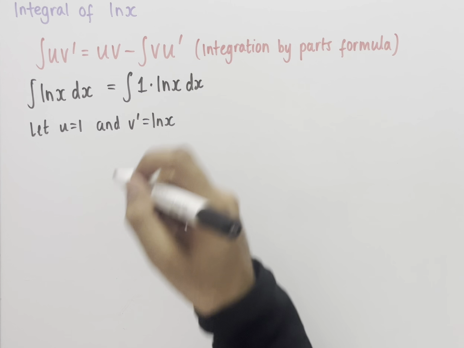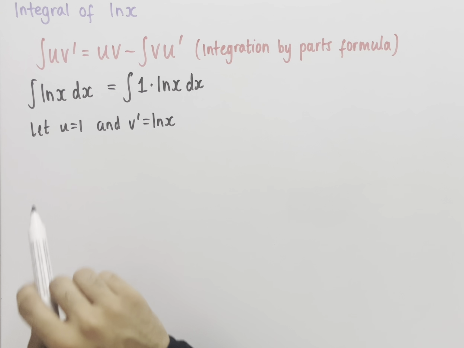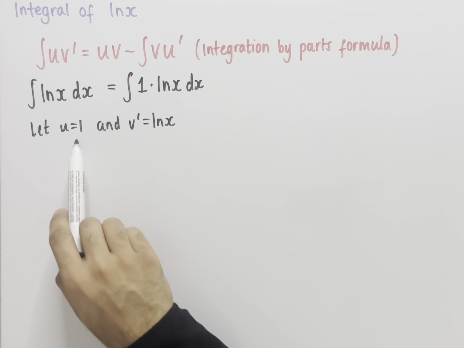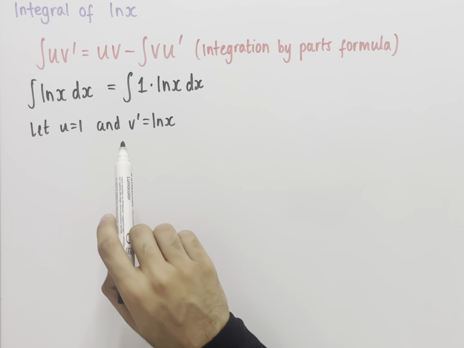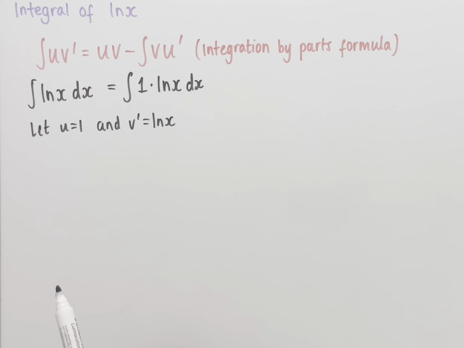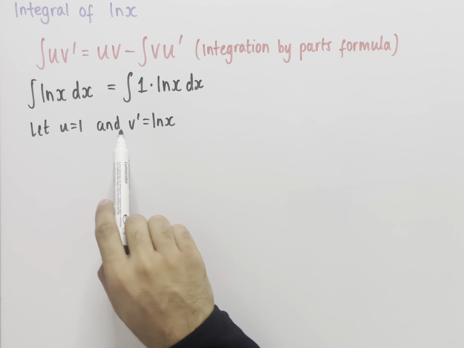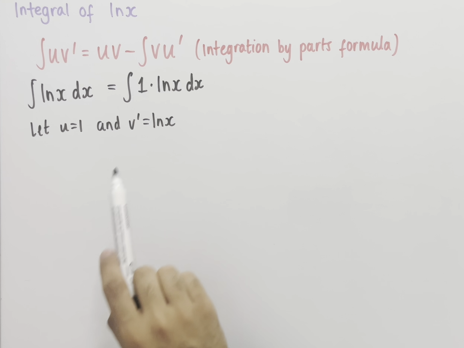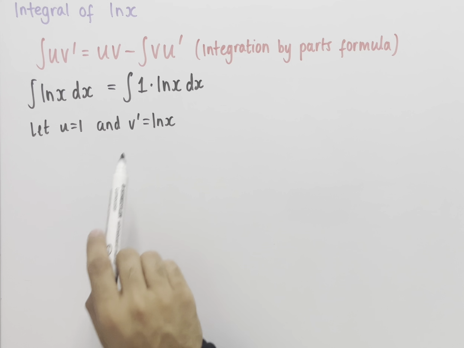Then in this scenario, we need to work out u dash and we need to work out v, where u dash is the derivative of 1, which would equal 0, and v is the integral of ln x. But since we don't know what the integral of ln x is, labeling u as 1 and v dash as ln x would not be helpful in this case. And so we're going to label these the other way around.